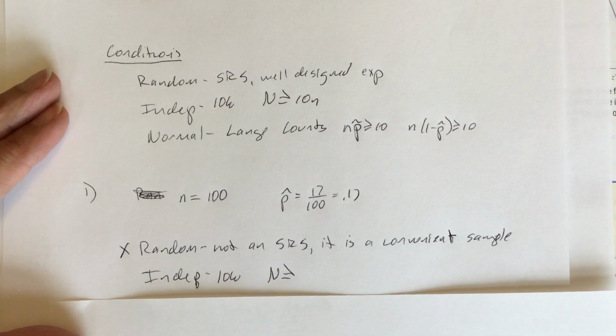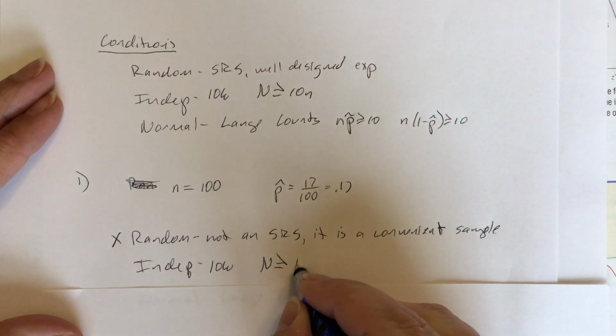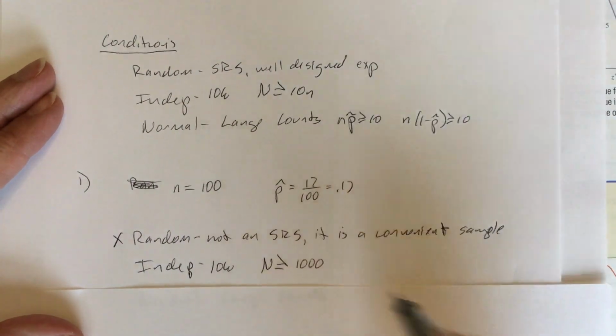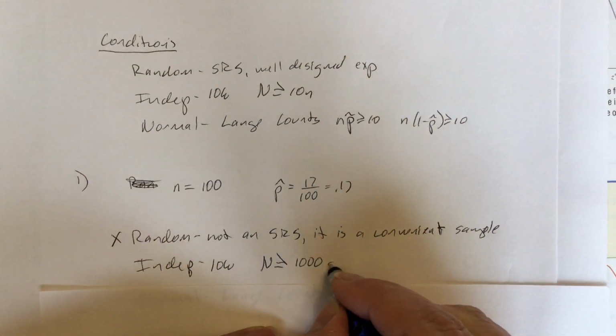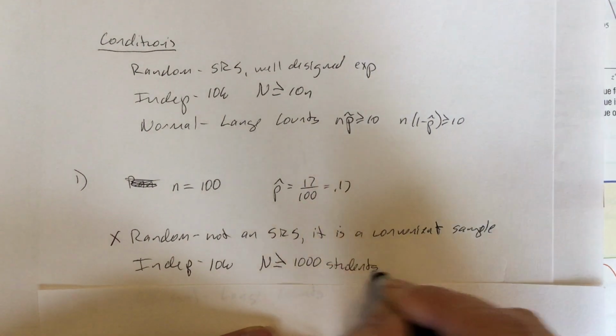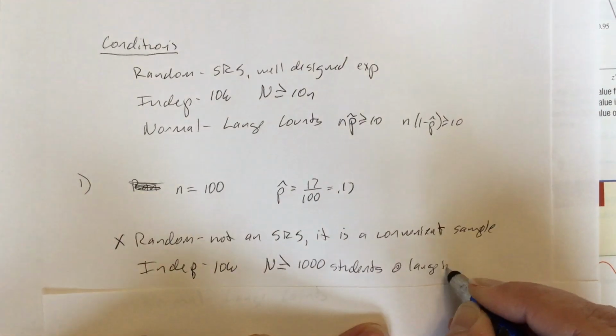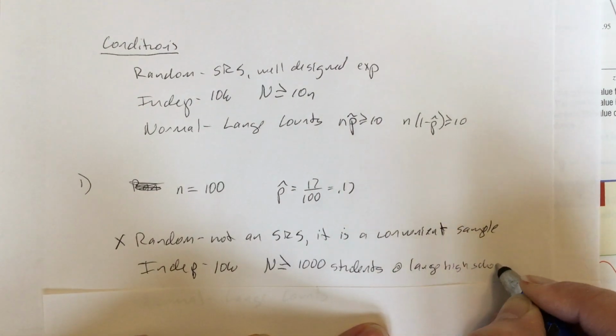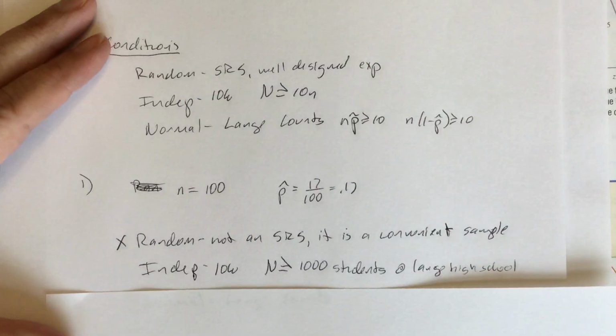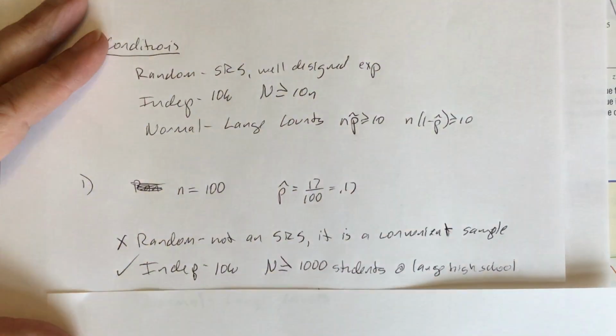Independence, is our population greater than 10 times our sample size? So my sample size is 100. Multiply that by 10. I'm pretty sure there's more than 1,000 students at this large high school, so I think that's safe to assume. So that condition's good.